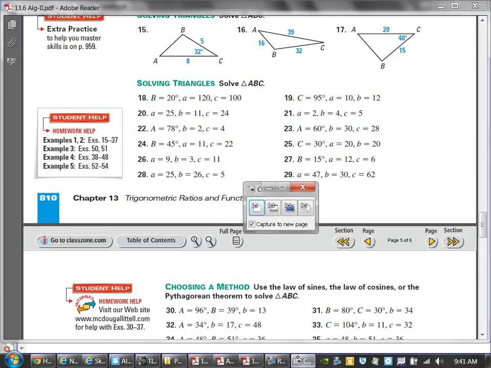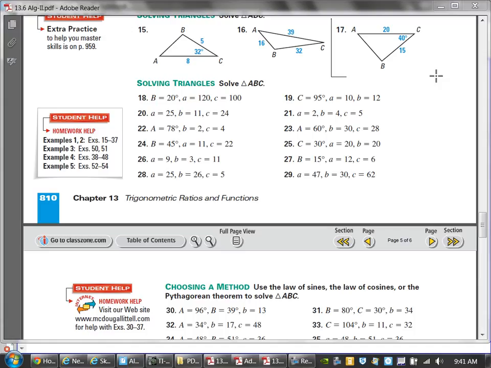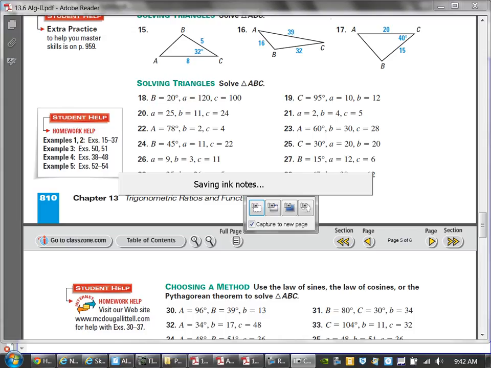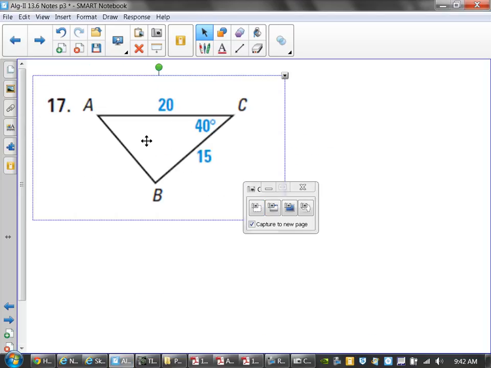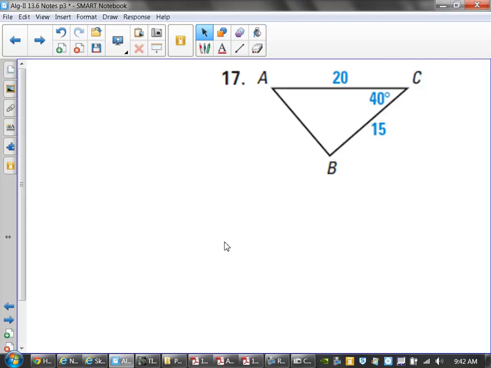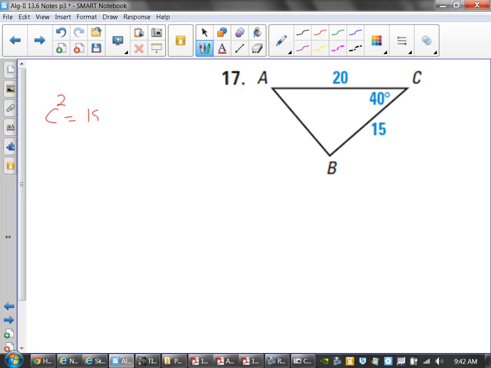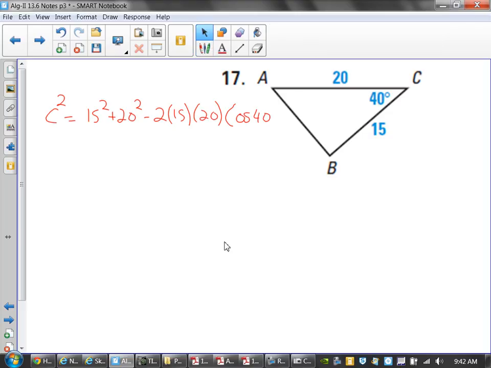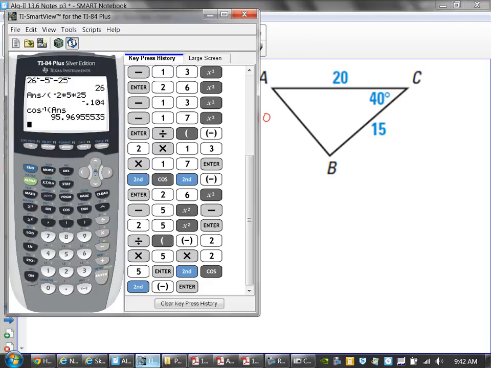If I look at one like that, this one isn't in here, guys, but a question came up about what you do when you set up a side angle side. When I look at this one here, the only thing I can find right now is little c. Do you agree? Yeah. So when I do that, I can say c squared is 15 squared plus 20 squared minus 2 times 15 times 20 times the cosine of 40. And I can type that right into my calculator.